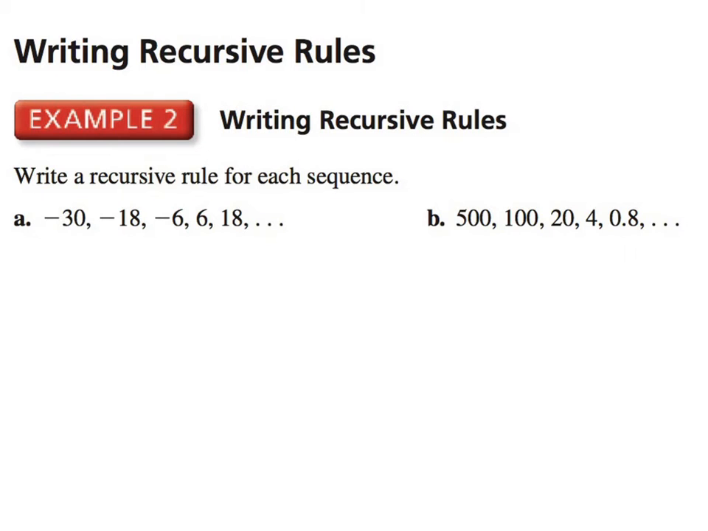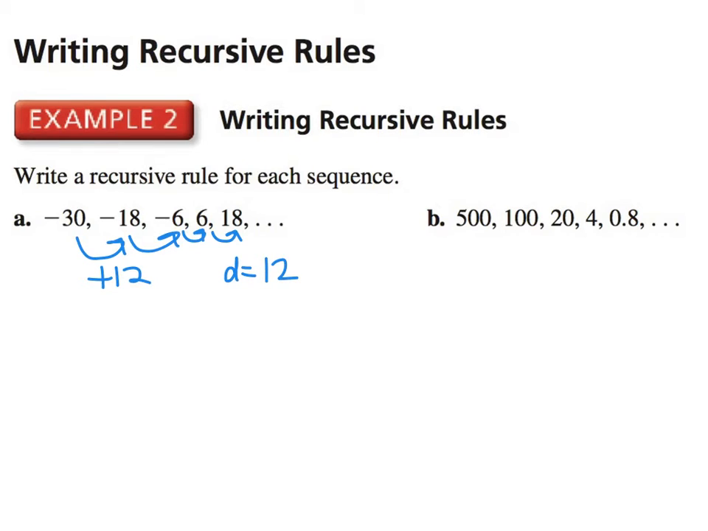Now, looking at recursive rules. Write a recursive rule for the sequence. So, here we go. Writing a recursive rule. Step 1, let's figure out what's happening. I'll let you figure this out. What's happening each time here? From negative 30 to negative 18. From negative 18 to negative 6. From negative 6 to positive 6. From 6 to 18. Hopefully you can figure out that you're adding 12 each time. That means it's an arithmetic sequence, and we have a common difference of 12.